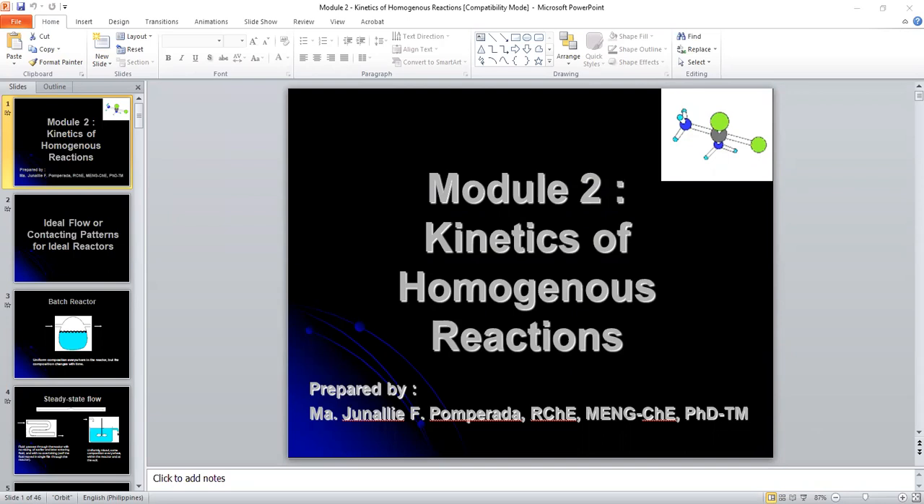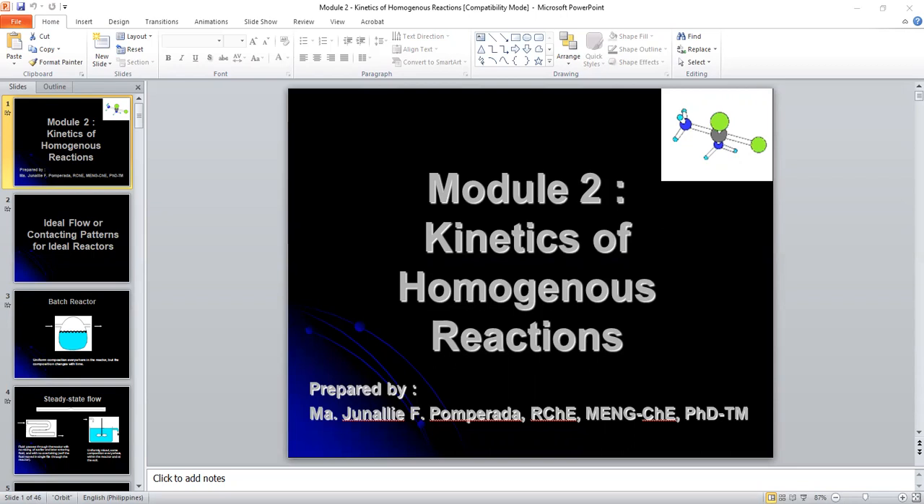So we are now on module 2 and we are on kinetics of homogeneous reactions. The first part of this set of slides will be focusing on ideal flow, or the manner in which the fluid or the system inside your particular reactor contact each other. So ideal flow or contacting patterns for ideal reactors.